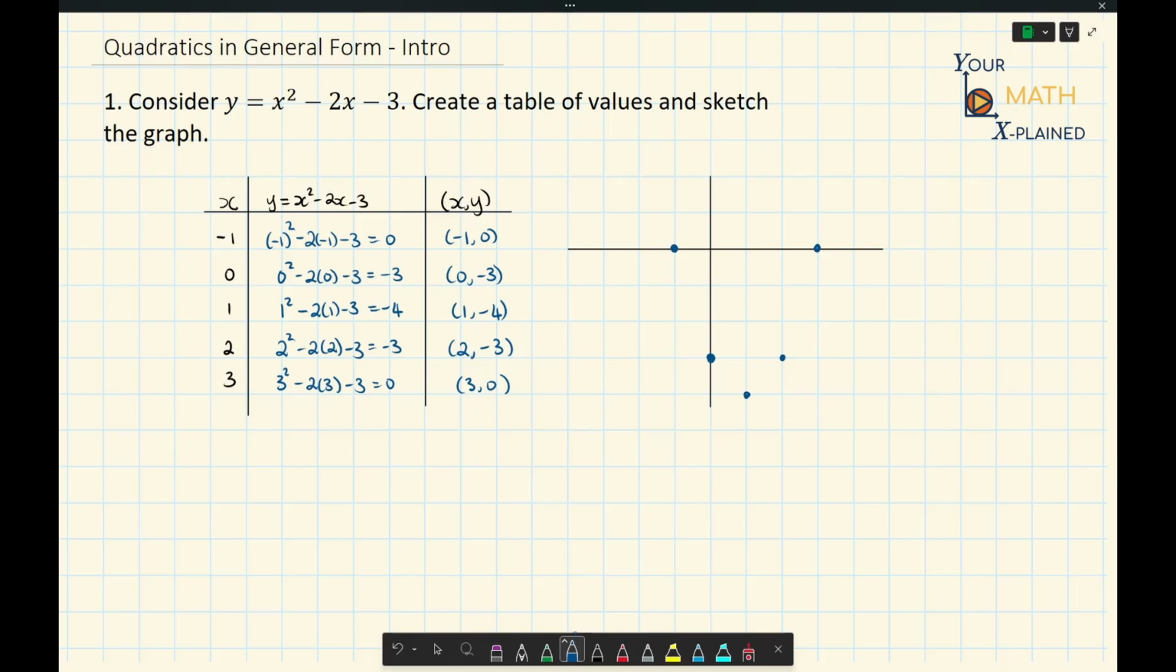So looking at the y values here, we notice something unique. They don't grow at a constant rate. They drop down to a minimum and then mirror themselves up back again. So the shape of this graph would actually resemble something like this. And this is what we call a parabola.